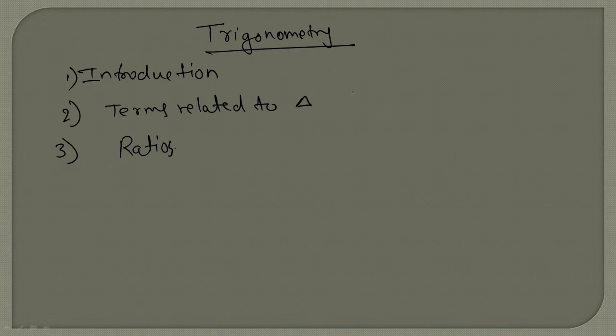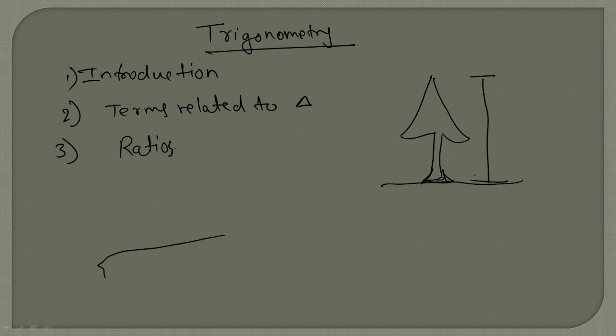Now, where do we use trigonometry? Suppose if there is a tree, then you can find out the length of this tree easily. How? By using thread, by using rope, you can easily find out the length of this tree. But suppose there is a case, have you seen the ocean?